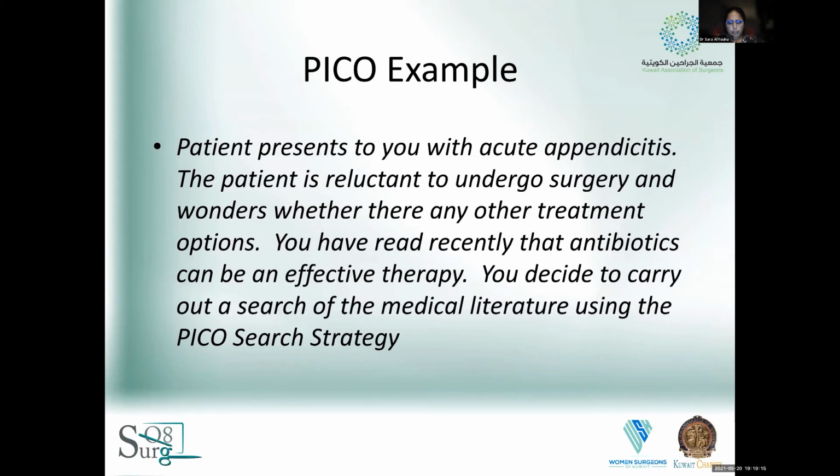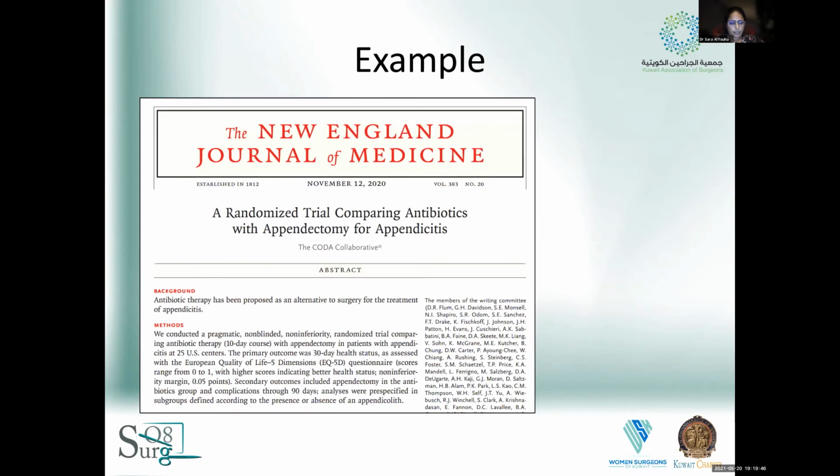So here's an example, and I don't know if we can open the chat because this will follow with a question that people can answer in the chat box. Basically, a patient presents to you with acute appendicitis. The patient is reluctant to undergo surgery and wonders whether there are any other treatment options. And recently you read an article that antibiotics may be an effective therapy. So you decide to carry out a search of the medical literature using the PICO search strategy, and you come up with this paper in the New England Journal of Medicine that was recently published, an RCT comparing antibiotics with appendectomy for appendicitis. I'm sure you may have covered it at one of your journal clubs.